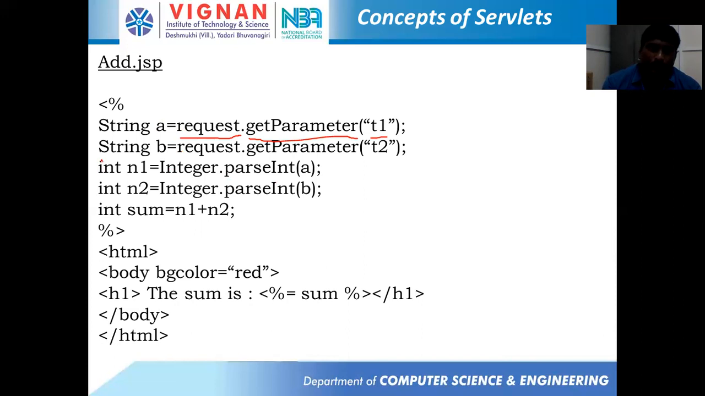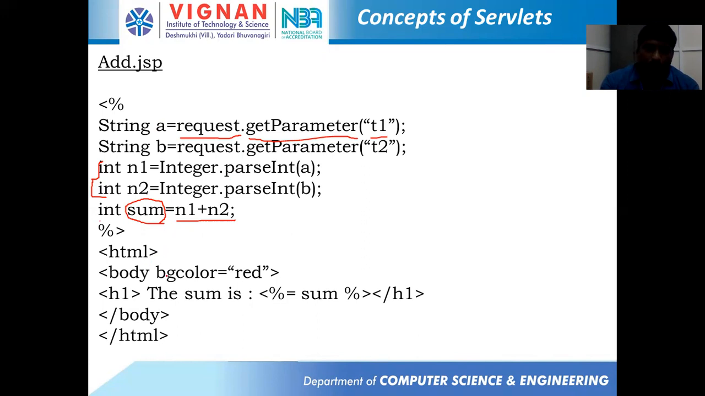Then parsing happens, like typecasting. Those variables' values will be stored in n1 and n2, and then my business logic is performing addition of these two. So sum is equal to the addition of these two numbers, and the value is stored in sum. Then I need to send this value to the client. For that, within the JSP file only I have written HTML.